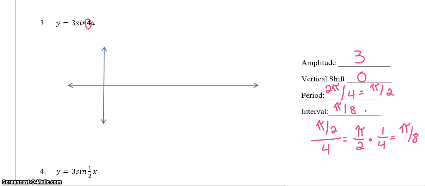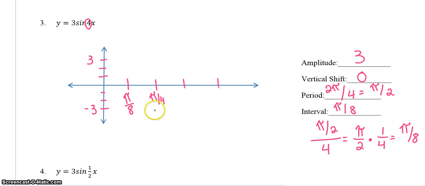So to start our graph, we have an amplitude of 3. So 1, 2, 3. And 1, 2, -3. Then we need 4 tick marks. The first one is going to be pi over 8. Then if we've got 1 pi over 8 plus 1 pi over 8, that'd be 2 pi over 8, which would reduce to pi over 4. Again, remember, you can use your calculator to help you with the fractions if you're a little stuck.